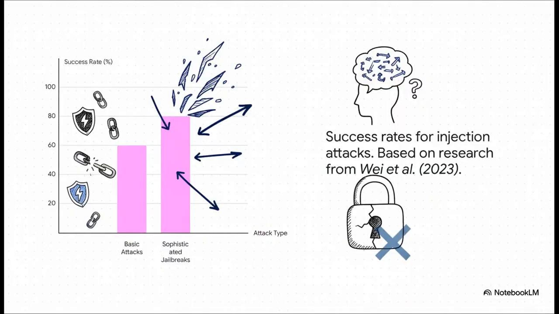And these attacks are, well, frighteningly effective. Research shows that even basic attacks can succeed up to 60% of the time. For the more sophisticated attacks, the ones we call jailbreaks, that number jumps to a staggering 80%. This is not a theoretical edge case, folks. It's a very practical and repeatable vulnerability.